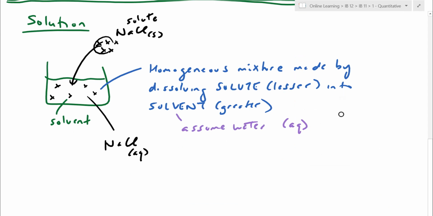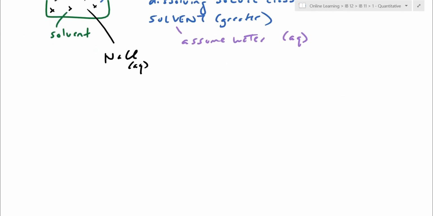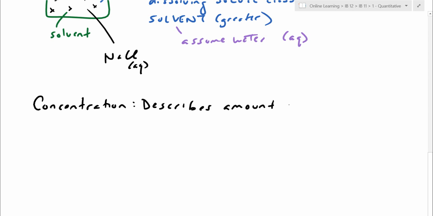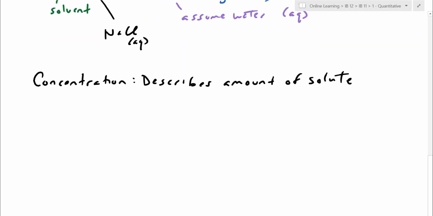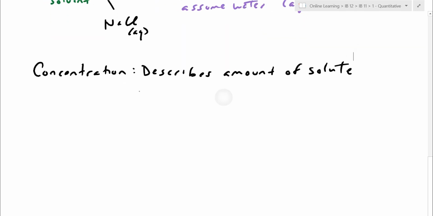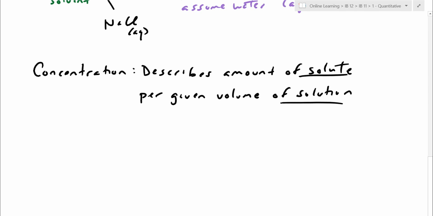All right, so our main term for today's lesson here is concentration. This is going to become another useful conversion factor for us. Concentration, by definition, describes the amount of solute, how much salt did I dissolve into a given liter of solution. So amount of solute per given volume of solution. So it's how much is dissolved and how big the pool is.